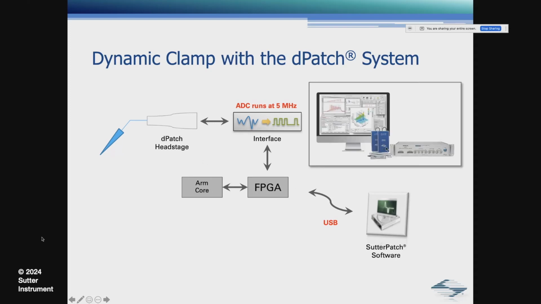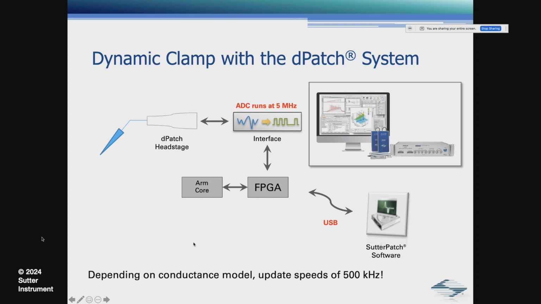So if we look at that here, on the D-Patch system, we have a head stage. We have an interface that's in the blue box, the preamplifier here. The FPGA and ARM core are in the main unit, and the software runs on the computer. And that's exactly what I have.